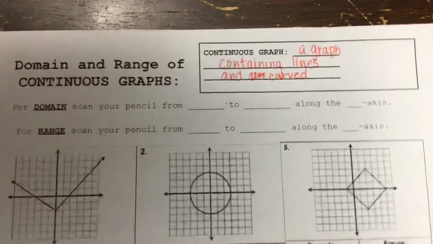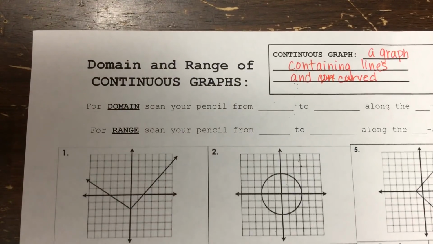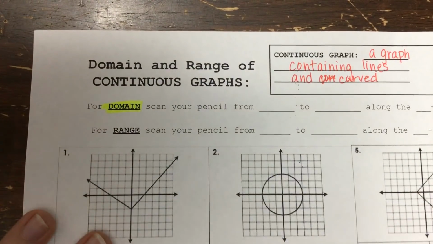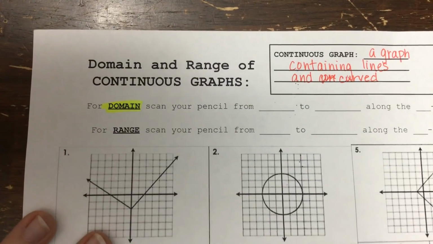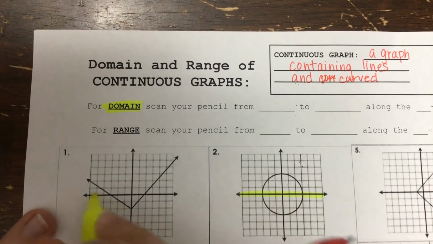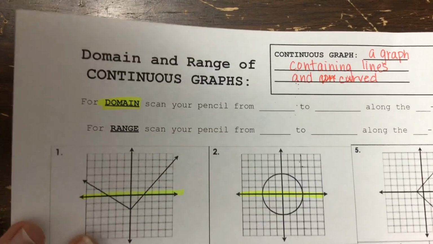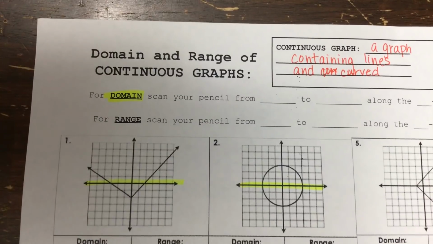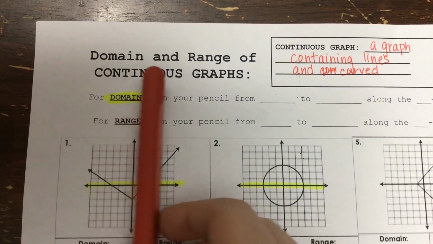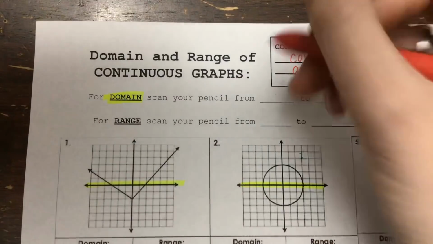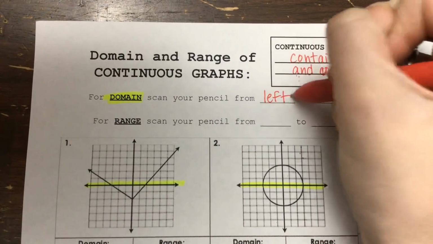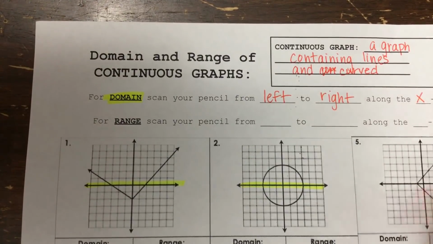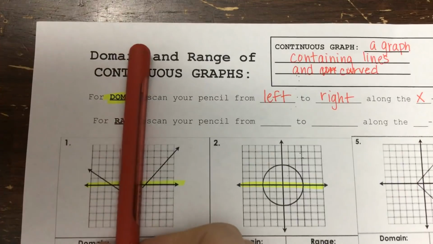So what we're going to do for our domain and range, we have a couple different pieces. Remember, your domain are all of the possible x values that we could have on a graph. So think about your x-axis on our graph that we have. One way to find your domain for a continuous graph is to scan your pencil from left to right over your coordinate grid and think about what points your pencil is going over on that x-axis.